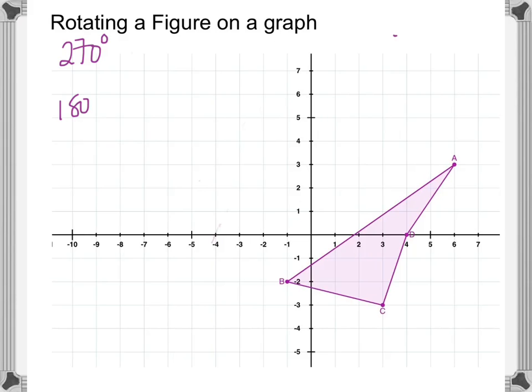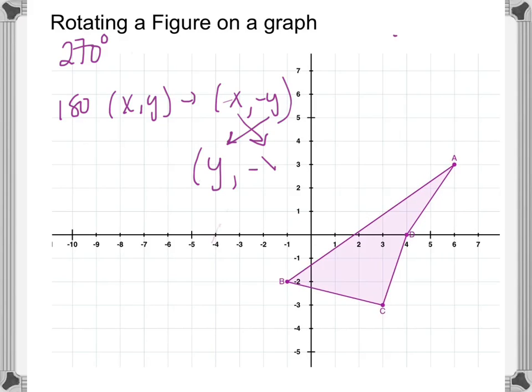I know 180 takes my XY coordinate and it makes them -x, -y. That's easy to remember. I know another 90 degree rotation would take that coordinate and take the opposite of it and leave that coordinate the same, but write it as a different position. Okay, so this is the 270 degree rotation. It takes the XY coordinate and it takes the same Y coordinate but puts it as the X coordinate, and it takes the opposite of the X coordinate and puts it as the Y coordinate.